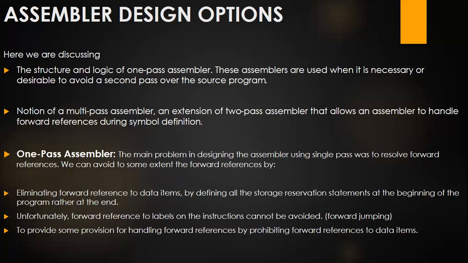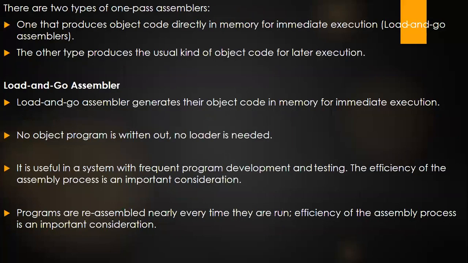Then the third one: to provide some provision for handling forward references by prohibiting forward references to data items. If you avoid forward references for data items up to a certain level, we can avoid this kind of problem. So there are two types of one-pass assembler.